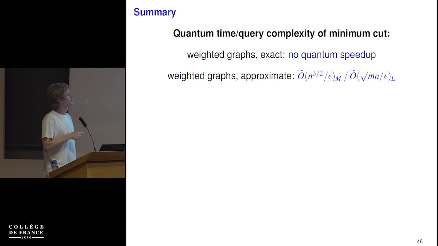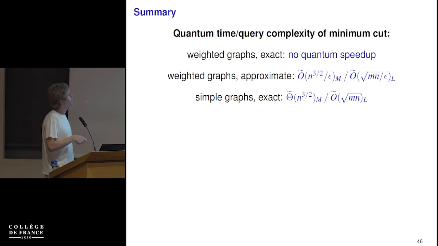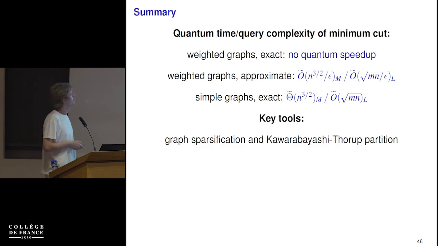Namely, we can go down to n to the 3 over 2 over epsilon in the matrix model, or square root mn over epsilon in the list model. And again, we would like to prove a lower bound for that. We have a lower bound for sparsification, but not for minimum cut, which is a bit unfortunate. And then in this follow-up work, we prove that if the input graphs are simple, then we can actually improve these approximate algorithms to get exact algorithms with the same complexity. The key tools are graph sparsification, more specifically a quantum algorithm for graph sparsification, and this Kawarabayashi-Thorup partition of the input graph.